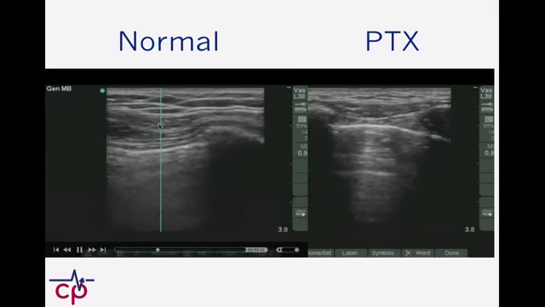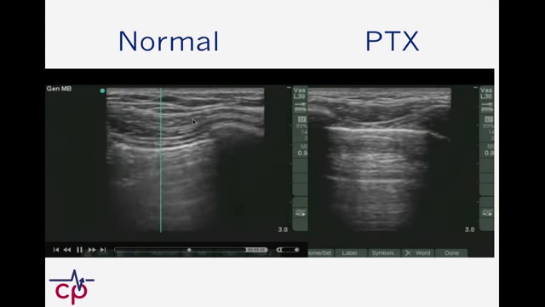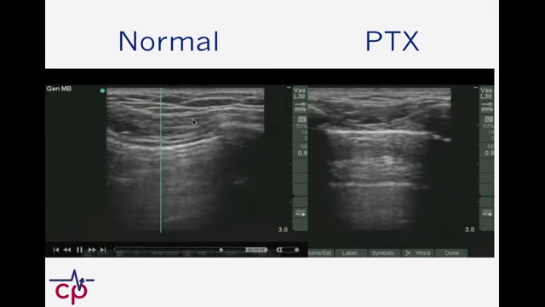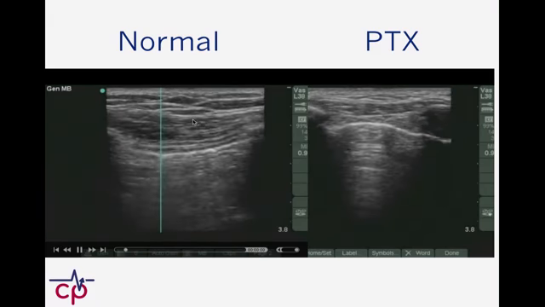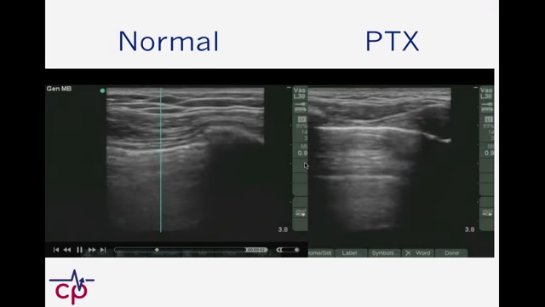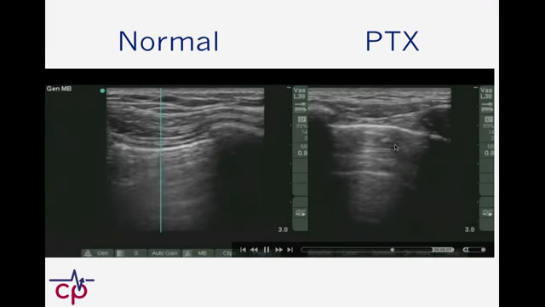And I apologize for this line right here. This is because I pressed the M-mode button once, and we'll talk about M-mode in a second because I think that's really helpful in giving a little bit more sensitivity to this exam. Compare that to a person with a pneumothorax.